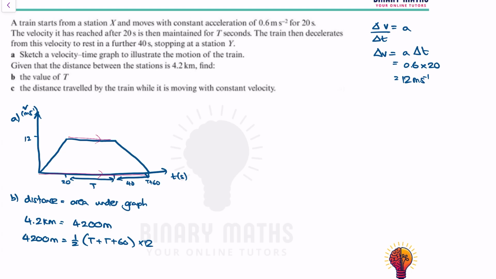So that means 4,200, we don't need the units, is equal to half times 12, which is 6, times 2t plus 60. We divide by 6 and we end up getting 700 is equal to 2t plus 60, which means 2t is equal to 640, which implies t must be equal to 320 seconds.